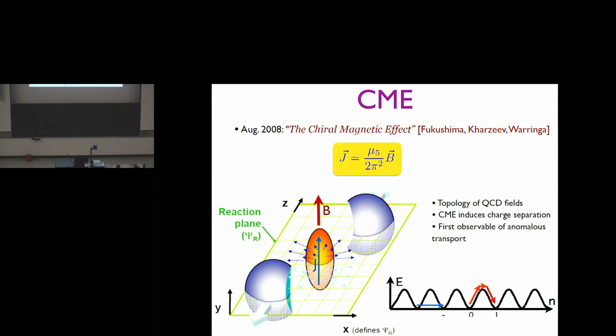Okay, then, one of the original applications of this is the so-called chiral magnetic effect in heavy ion collisions.